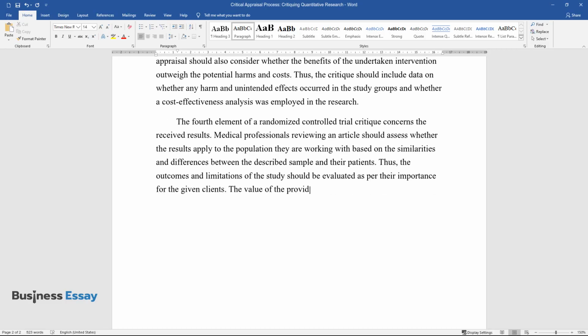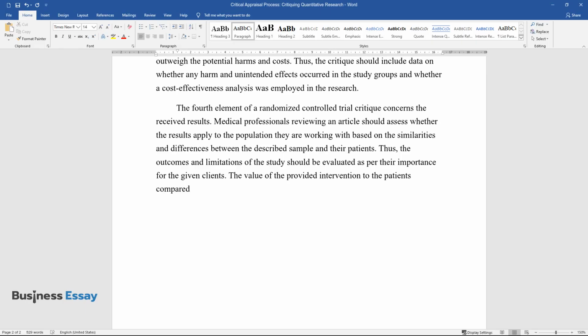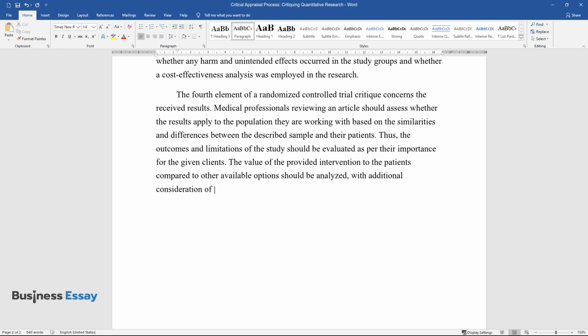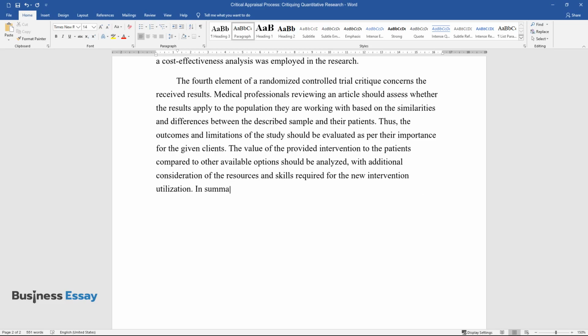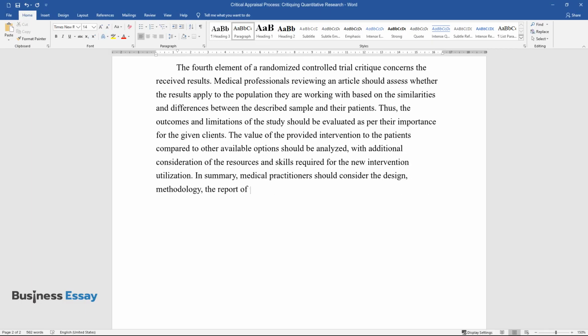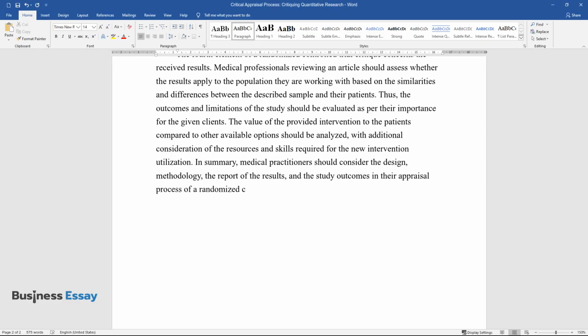The value of the provided intervention to the patients compared to other available options should be analyzed, with additional consideration of the resources and skills required for the new intervention utilization. In summary, medical practitioners should consider the design, methodology, the report of the results, and the study outcomes in their appraisal process of a randomized controlled study.